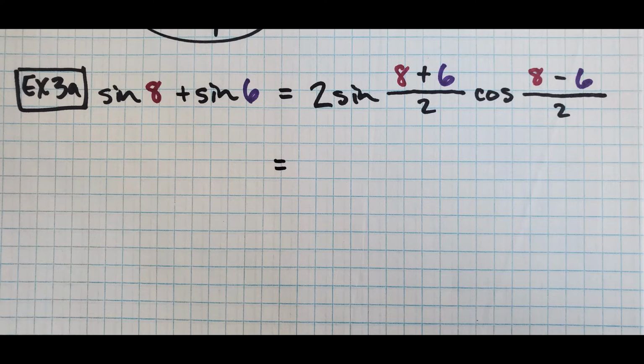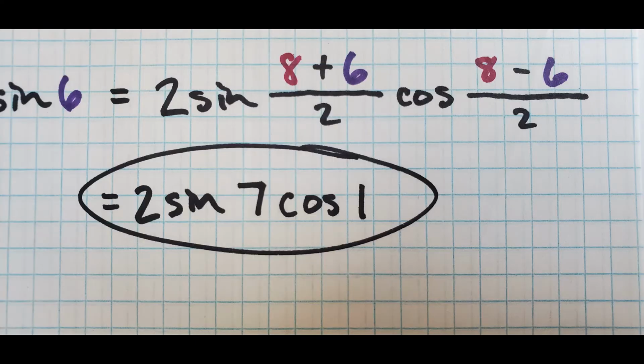So if you do all that, you're going to get 2 times sine of 7, and I got that from 8 plus 6 is 14. 14 cut in half is 7. Then cosine of 8 minus 6, well, 8 minus 6 is 2. 2 divided by 2 is 1. So we stop right here because there's really nothing left to do.